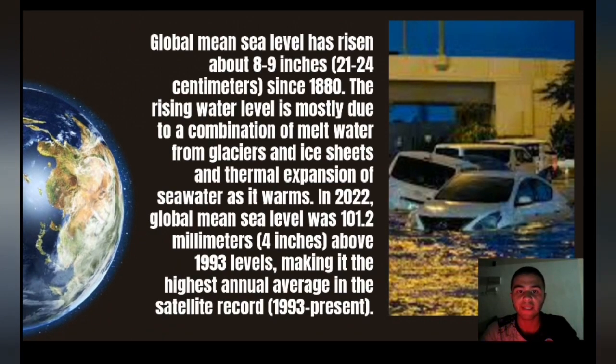Global mean sea level has risen about 8 or 9 inches since 1880. The rising water level is mostly due to a combination of meltwater from glaciers and ice sheets and thermal expansion of seawater as it warms. In 2022, global mean sea level was 101.2 millimeters above 1993 levels, making it the highest annual average in the satellite record.